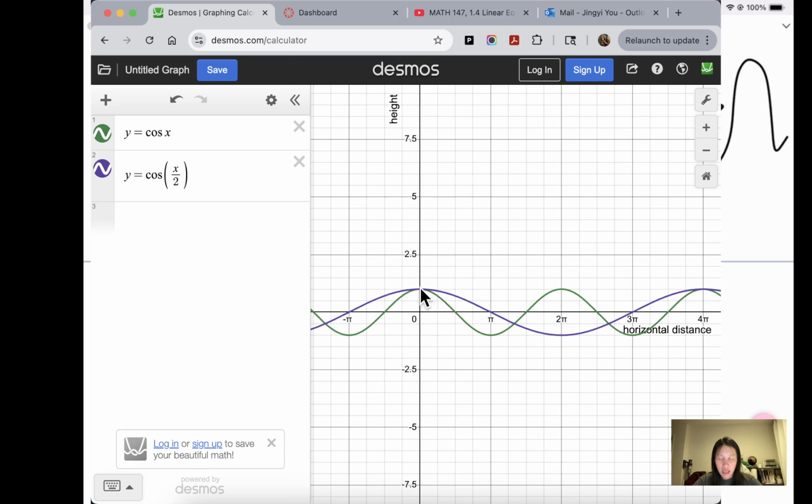See? At the beginning, it's supposed to repeat every 2 pi, but right now, after you multiply by half in the b, you repeat every 4 pi. Now the function is from here to here. Look at the purple one. Let me close the blue one. So it got expanded, it got stretched horizontally.